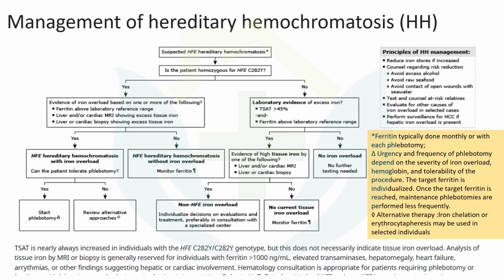So based on that we have to individualize the target ferritin and target transferrin saturation therapy. Based on that we decide how frequently phlebotomy is needed, and alternatively some iron chelation therapy, or some other extra therapy like erythrocytapheresis may be used in selected individuals. These are the basic management. So the mainstay of therapy is basically phlebotomy. Okay, the next slide please.